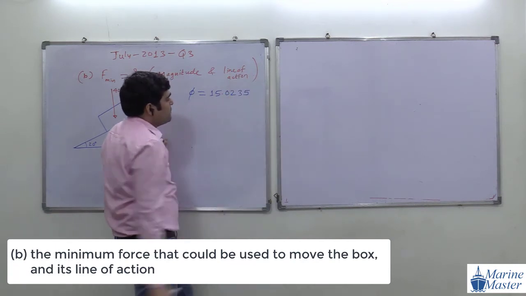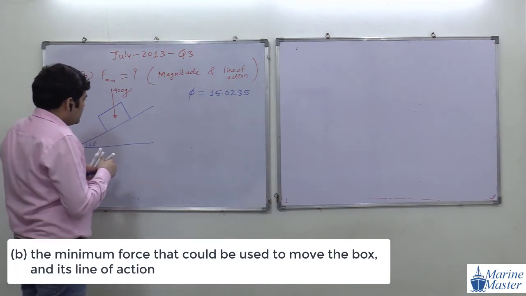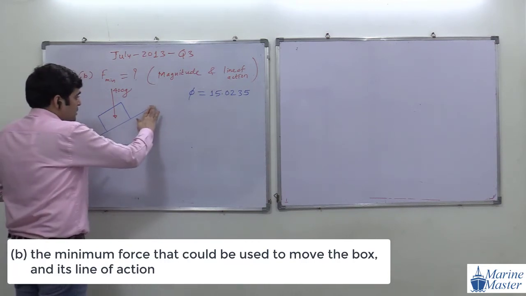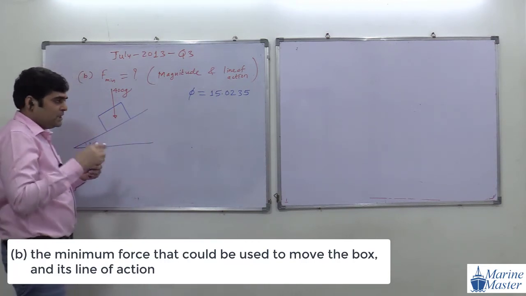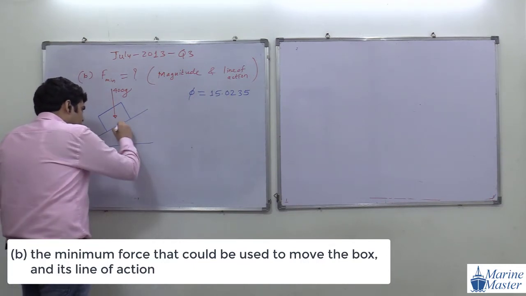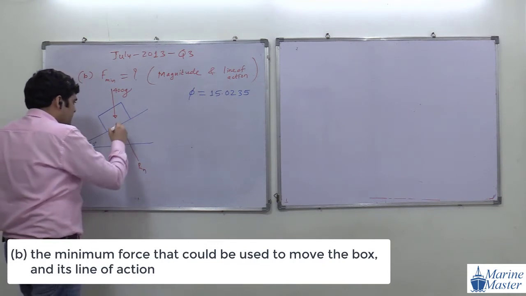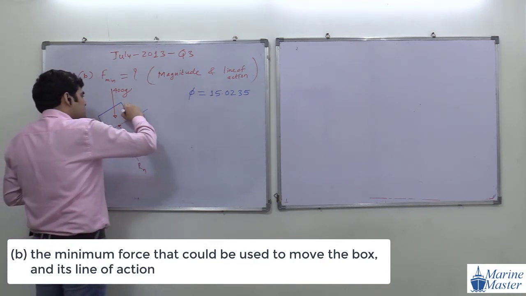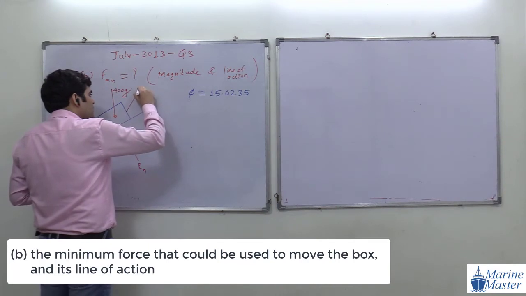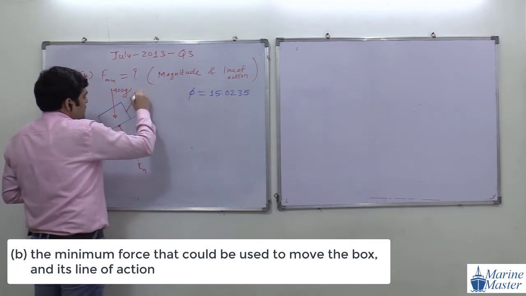15.0235. So this is what we got, phi. Okay, see the scenario here. Here we don't know F minimum. We don't know F minimum. There will be the normal reaction. So this is F minimum. We don't know its direction. What is the direction of F minimum? So F minimum we will assume.